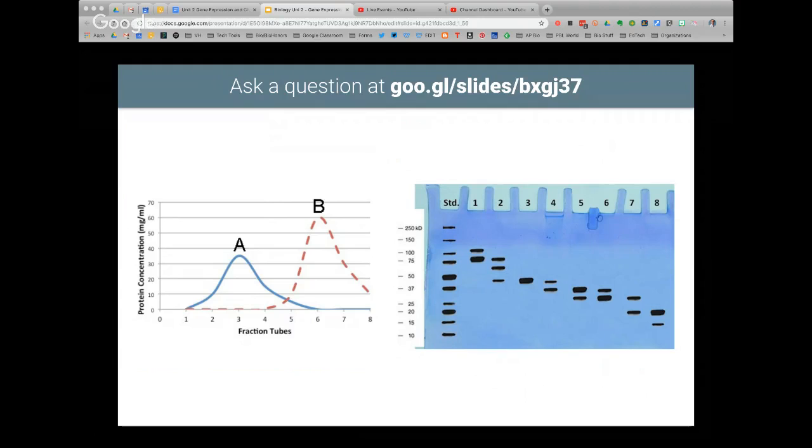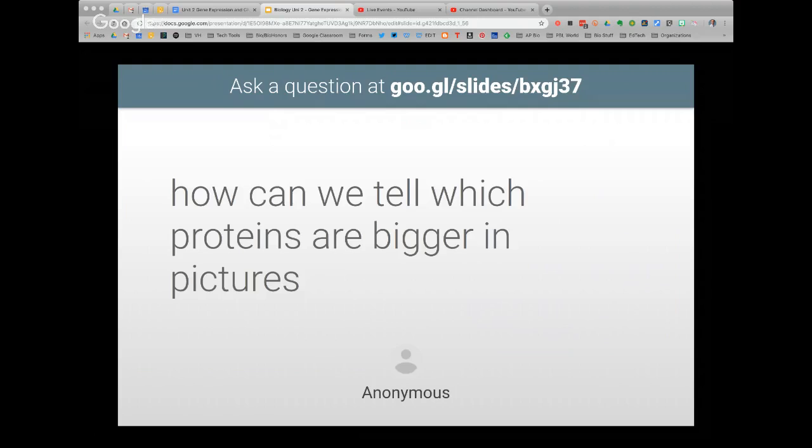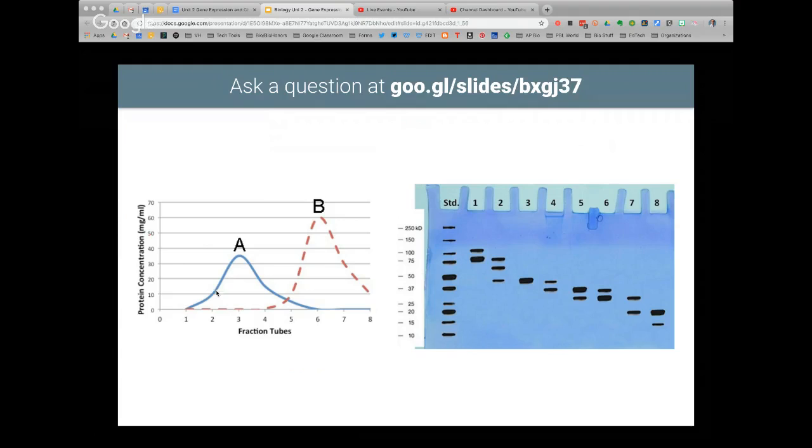How can we tell which proteins are bigger in pictures? If you're referring to these pictures, we're talking about graphs here. If you're looking at a fraction tube graph that has concentration in fraction tubes, that means it went through column chromatography. The bigger proteins will be in the earlier tubes, tubes 1 through 3, let's say, and the smaller proteins are like 6 through 8. The medium proteins are in the middle.